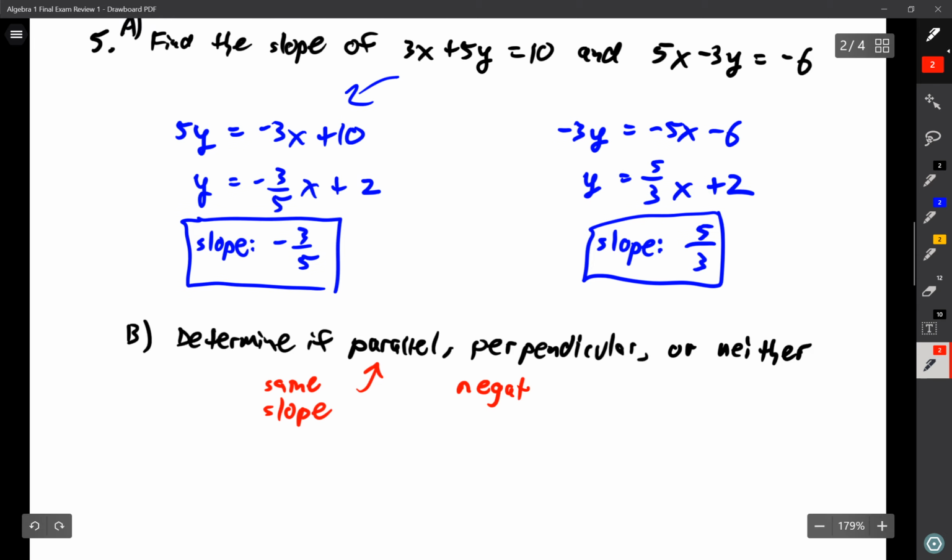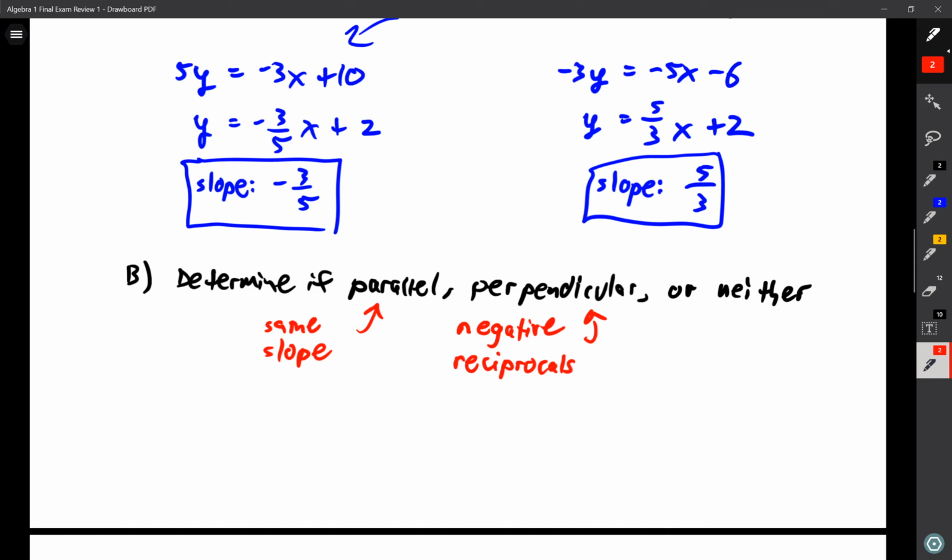In other words, one is positive and one is negative, reciprocals. So inverses of each other as far as flipping it upside down. So 2 and -1/2. Well, reciprocals would be like 2 and 1/2, or 3/4 and 4/3, or 7/8 and 8/7. Then negative means one needs to be positive and the other is negative. Another way of telling negative reciprocals is if you multiply the two slopes, you will get -1.